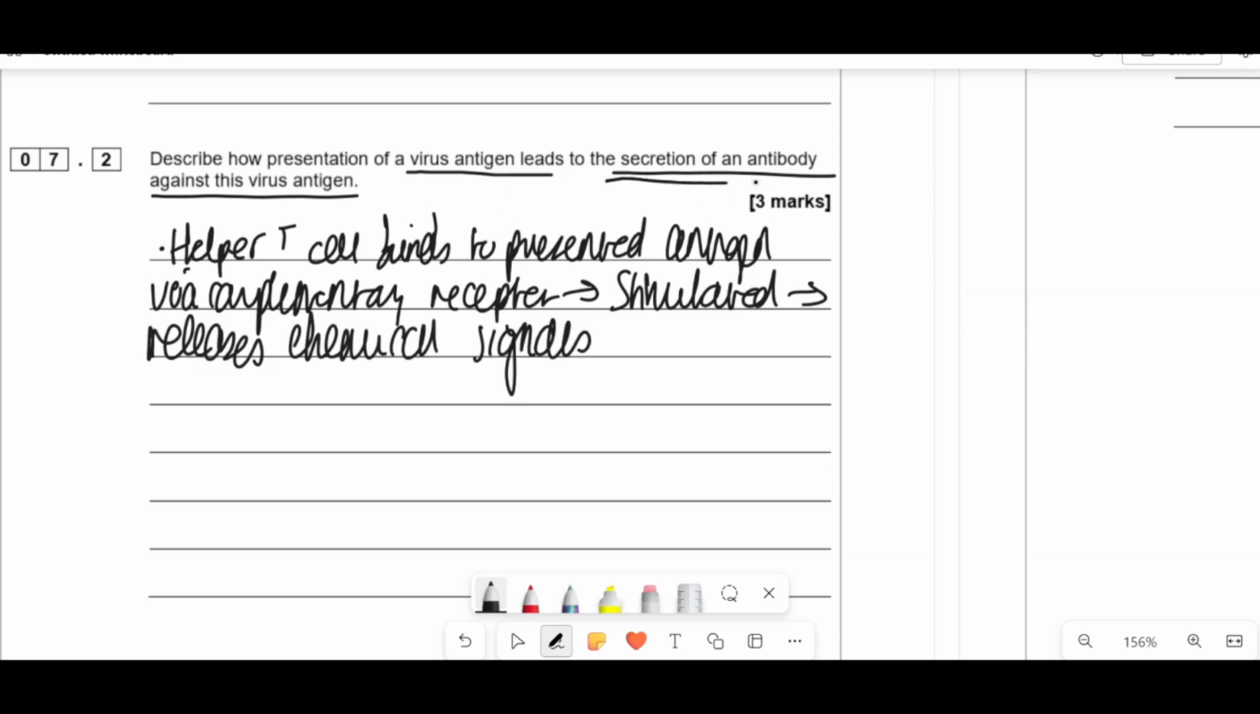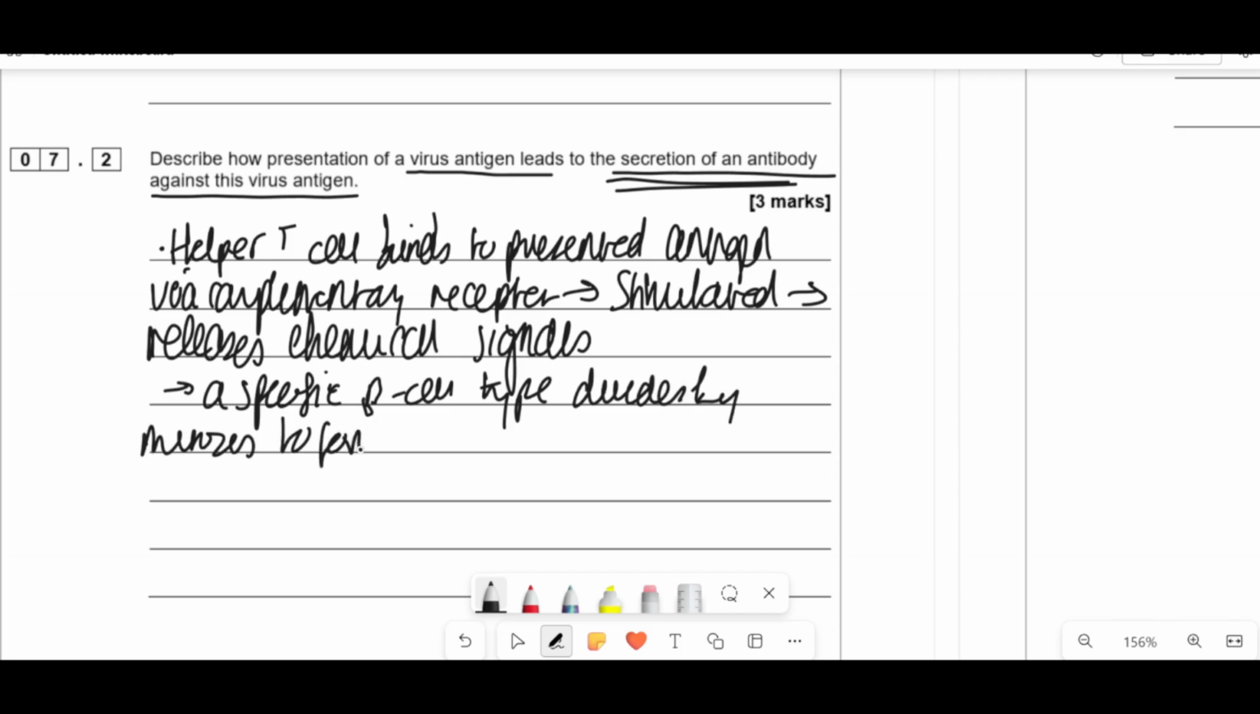This question's asking secretion of an antibody. Yes, it activates cytotoxic T cells, all of this stuff, blah, blah, blah. This question is asking about secretion of antibodies, so we're focusing on the antibody bit. So then what happens is a specific B cell type, because you don't want to activate every single B cell in the universe, you want the right ones, divides by mitosis to form clones.